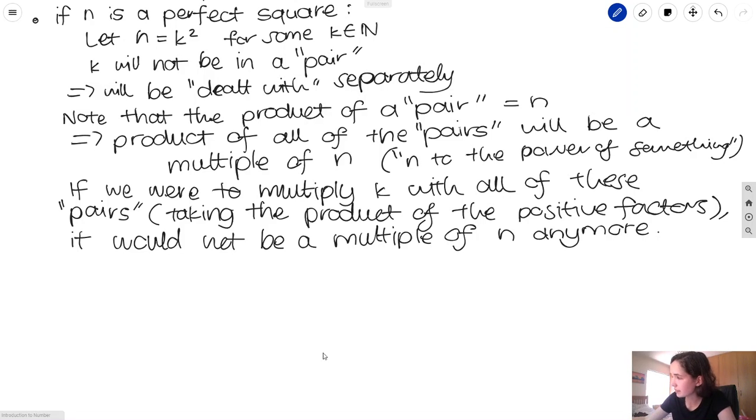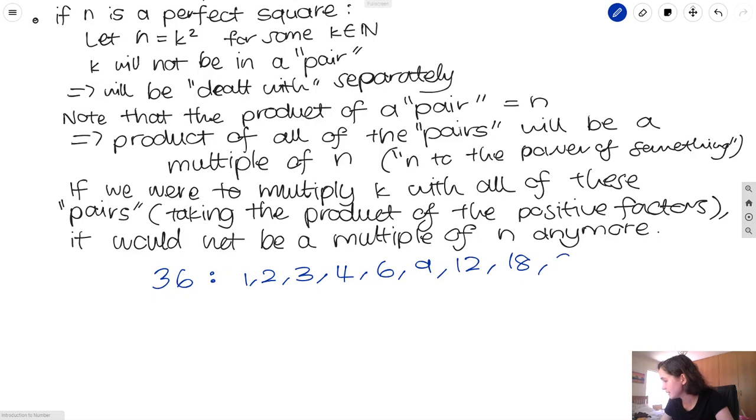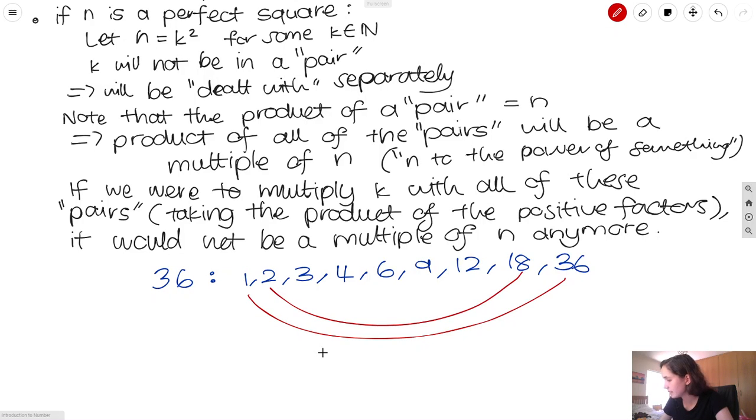Say we had 36. The positive divisors of 36 are 1, 2, 3, 4, 6, 9, 12, 18, and 36. If you look at their pairs, 1 and 36, 2 and 18, 3 and 12, 4 and 9, and 6 can be seen as k. Now 1 times 36 is 36, 2 times 18 is 36, 3 times 12 is 36, 4 times 9 is 36, and if you multiply all of these pairs, they're going to be 36 to the power of 4.